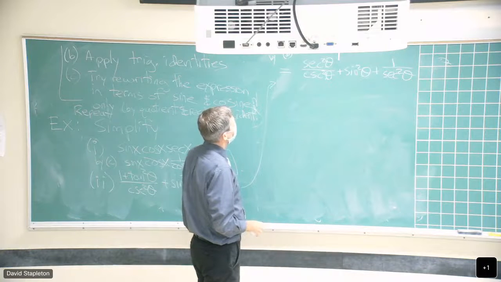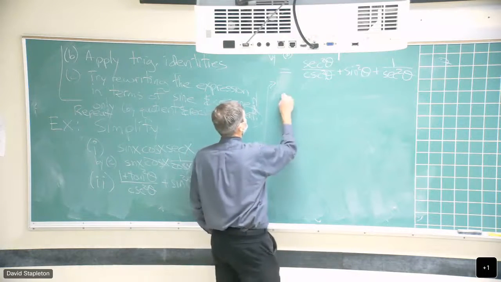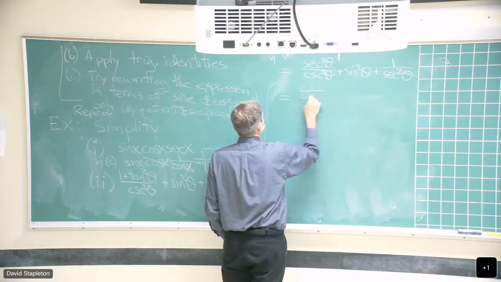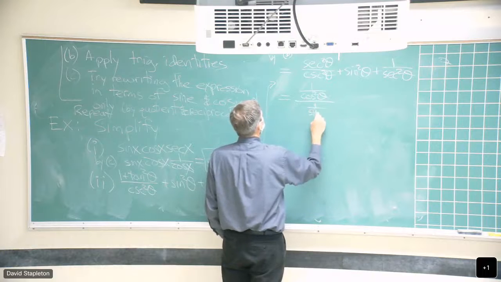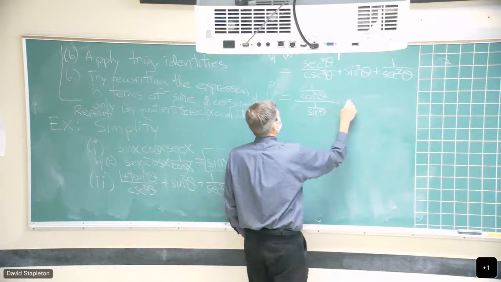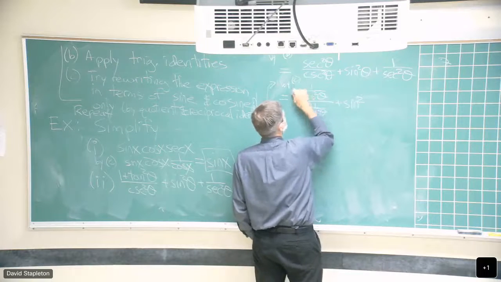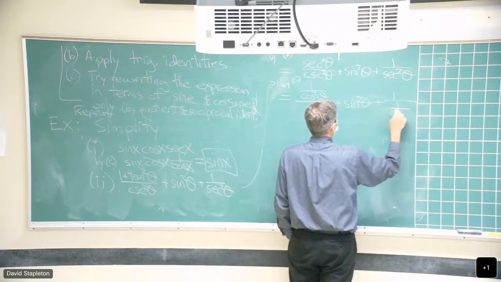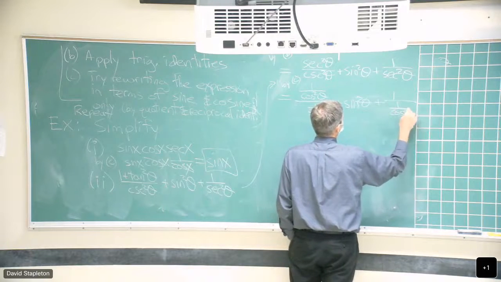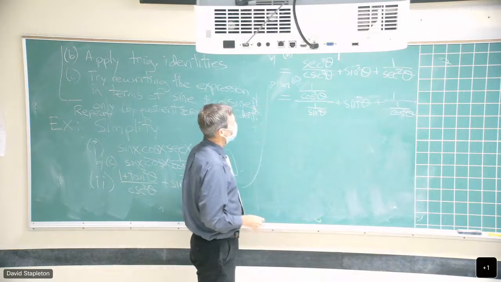Since I maybe don't see what to do, I rewrite it in terms of sine and cosine only. Secant squared is 1 over cosine squared. Cosecant squared is 1 over sine squared. I've got plus sine squared, so this is by C. Plus 1 over secant is 1 over cosine, so secant squared is 1 over cosine squared. And now I've got it here.